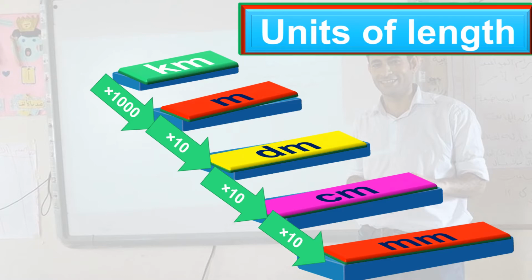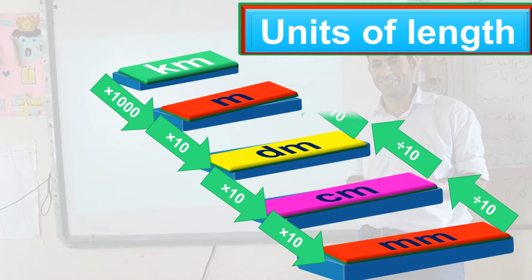But if we want to convert between small unit to bigger unit we must divide it by 10 and 1000 like this. If we convert millimeter to centimeter we must divide by 10. To convert between centimeter to decimeter we must divide by 10. To convert decimeter into meter we will divide by 10, and if we want to convert meter to kilometer we will divide it by 1000.